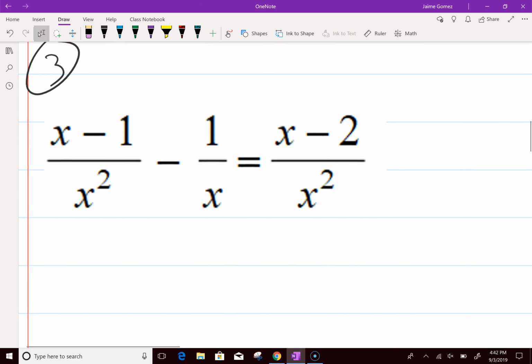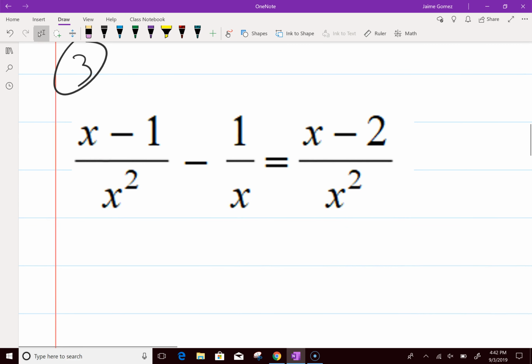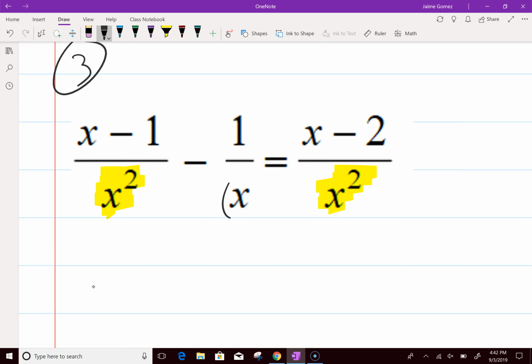Number 3. This is x squared. This is x squared. How do you make this become x squared? X times what gives you x squared? X times x. If you multiply the bottom times x, you multiply the top times x.